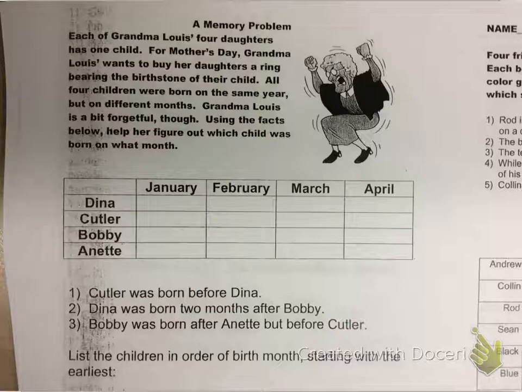It tells us Cutler was born before Dinah. Dinah was born 2 months after Bobby, and Bobby was born after Annette but before Cutler. List the children in order of birth month, starting with the earliest one.